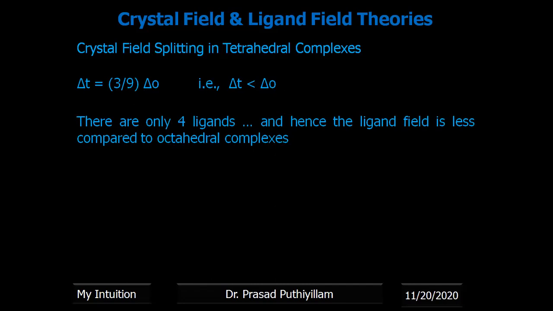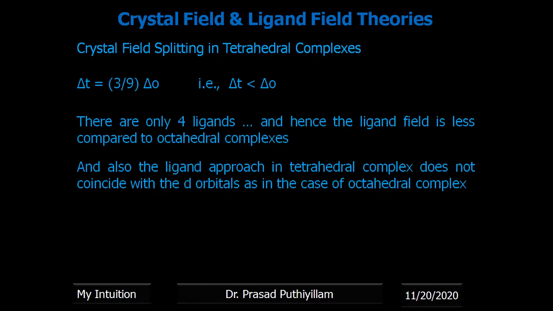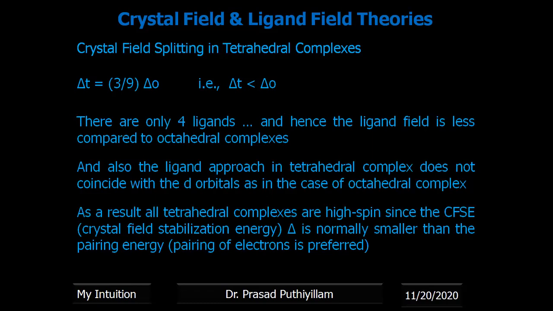There are only 4 ligands, and hence the ligand field is less compared to the octahedral complex. Also, the ligand approach in a tetrahedral complex does not coincide with the d orbitals as in the case of an octahedral complex. As a result, tetrahedral complexes are high spin complexes, because I said delta T is very much less than delta O. That means the pairing opportunity will be very low for electrons. They will try to occupy singly first.